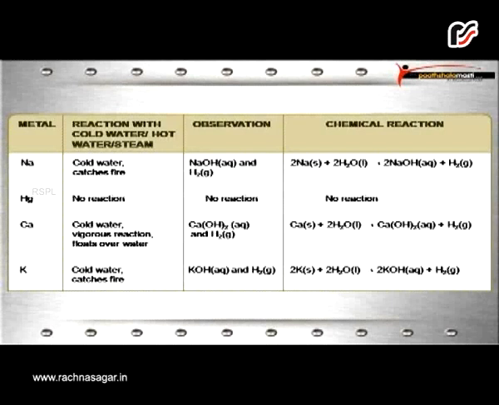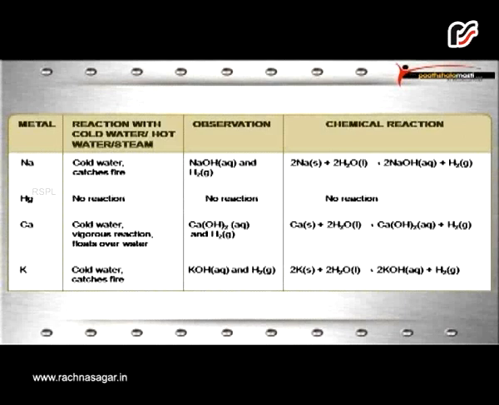is formed. Calcium reacts with cold water, vigorous reaction takes place, and calcium floats over water because it is lighter, and the products formed are calcium hydroxide and hydrogen gas. The chemical equation taking place is calcium plus 2 water gives you calcium hydroxide plus hydrogen gas is formed.